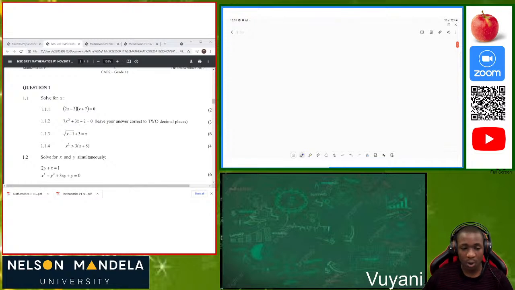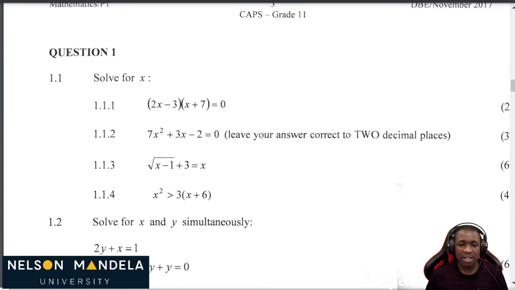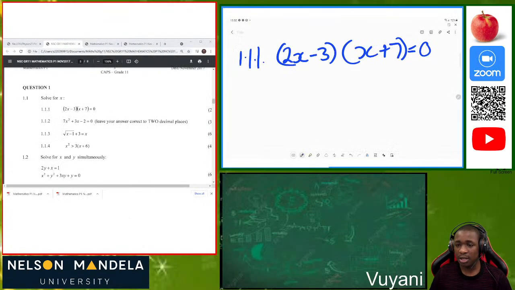Now going on to 1.1.1, we are given in this question: solve for x. 1.1.1.1, we have (2x minus 3)(x plus 7) equal to 0. Now they are saying solve for x in this question. Looking at this question, we already see that it has already been factorized. You're already given factors. Now you only have to take 1 or 2 steps just to finalize your answer.